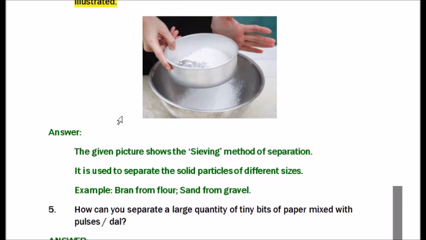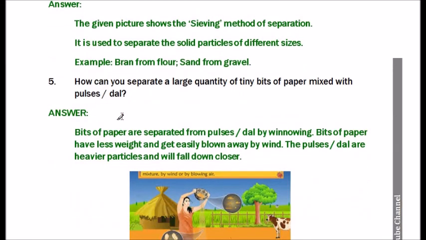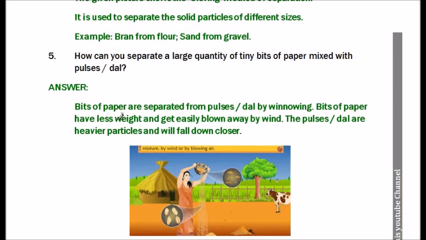Question number 5. How can you separate a large quantity of tiny bits of paper mixed with pulses or dal? Answer. Bits of paper are separated from pulses or dal by winnowing. Bits of paper have less weight and get easily blown away by wind. The pulses or dal are heavier particles and will fall down closer.